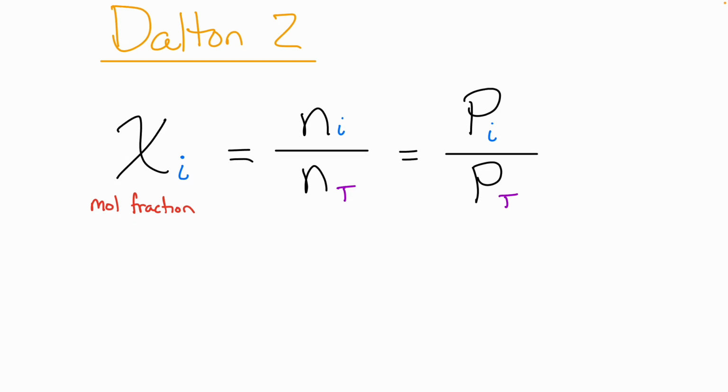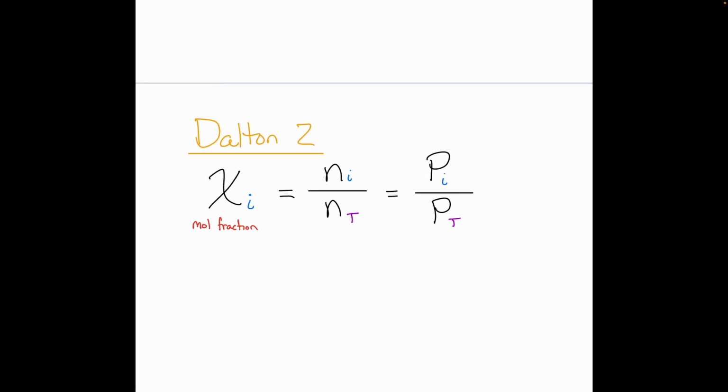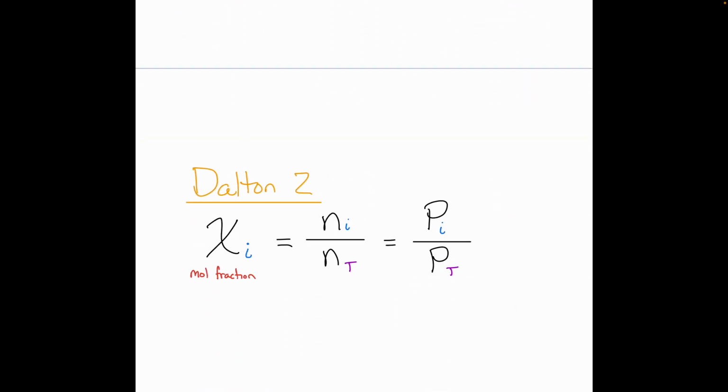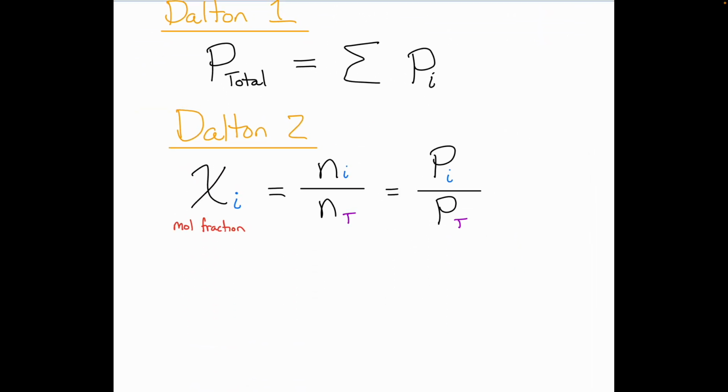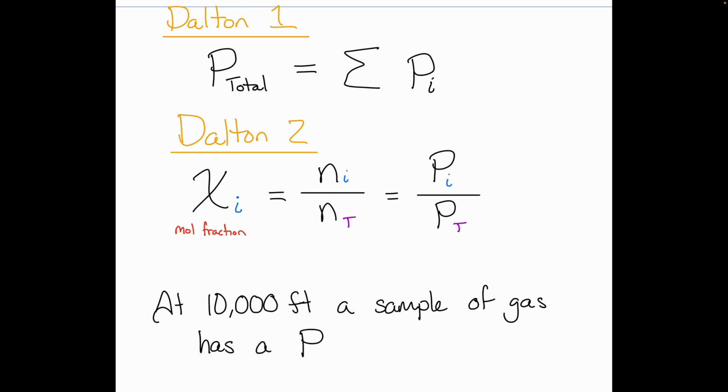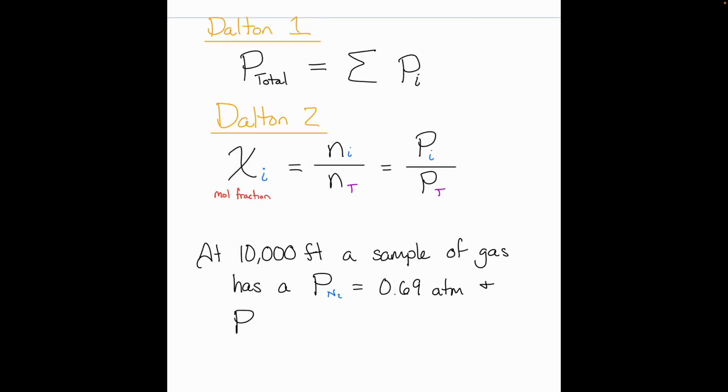All right, so let's actually put them both next to each other. We got Dalton 2 and Dalton 1. So at 10,000 feet, a sample of gas has a partial pressure of nitrogen equal to 0.69 atm and a partial pressure of oxygen equal to 0.20 atm.